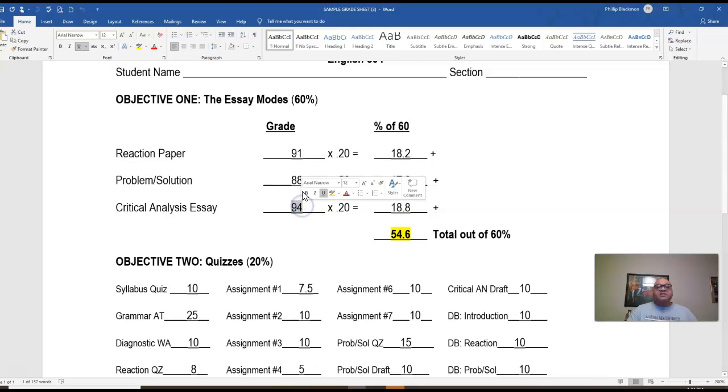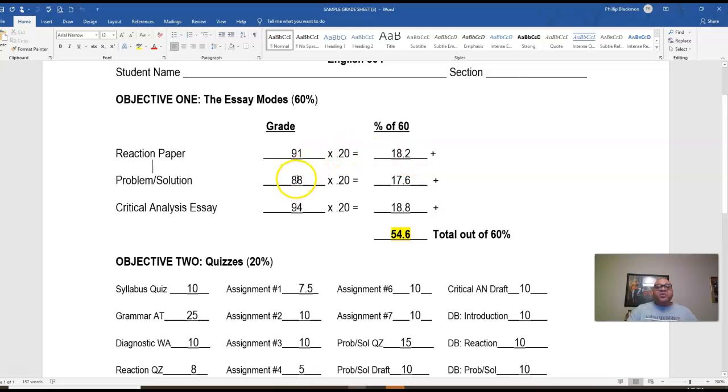Okay, let's say you made a 91 on the reaction paper. You're going to multiply 91 times 0.20. And remember, put the point in there. 0.20. That should give you a grade or percentage out of 20, which is going to be 18.2%.